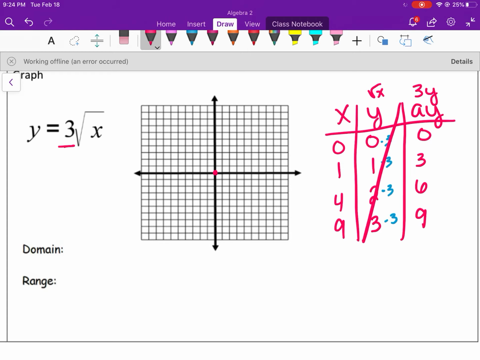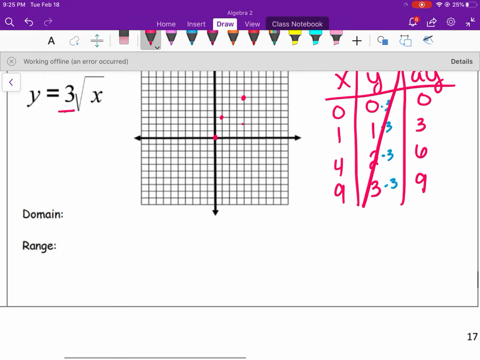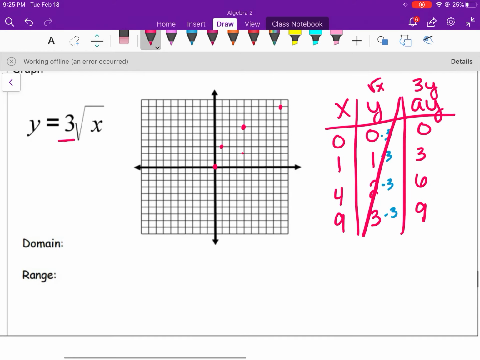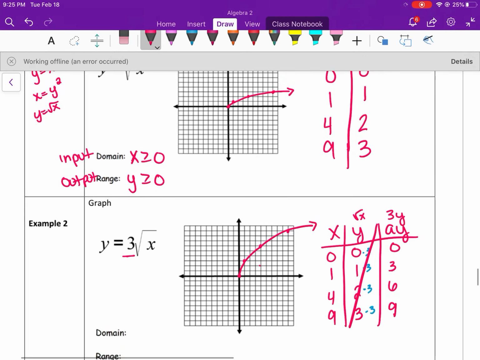0, 0, 1, 3, 4, 6, and 9, 9. So you can see how the a value of 3, if you compare it to the last one, has significantly stretched the graph. So it's a vertical stretch there compared to the parent function. It's much more wide, essentially, if you're thinking about the parabola opening to the right here.